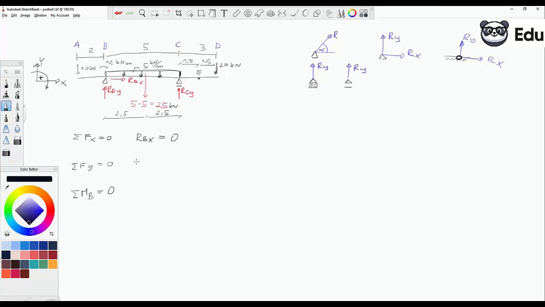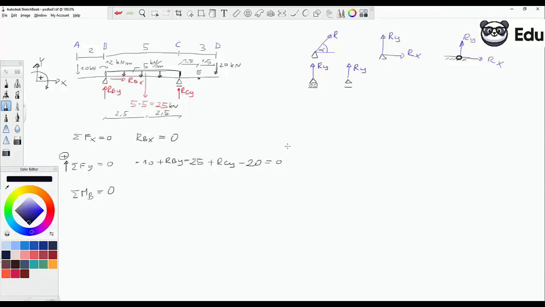On the y, we have minus 10 plus Rb. Notice, because we accepted y upwards here, we quietly assume that what goes up is positive. What goes down is negative. We only consider forces, which means we do not consider the moment 12. We only take the force 10 downward, hence minus 10, Rb upward, hence Rb positive. And now we will have minus 25 plus Rc minus 20.